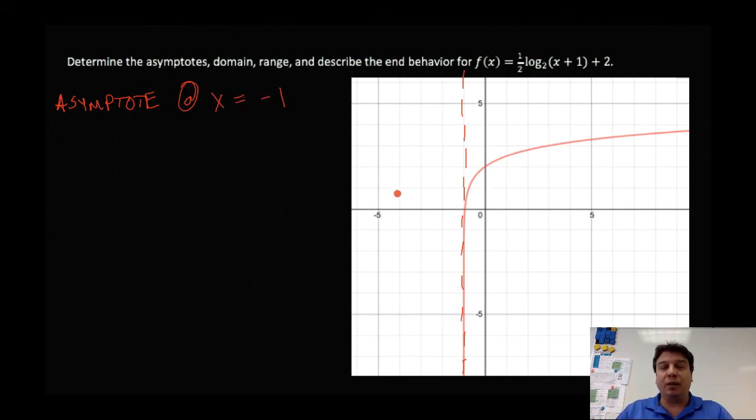My domain, so notice there's nothing over here. So then that means that my domain does not start until I get past this asymptote line. So doing this in interval notation, that means it cannot include -1. So then that means I'm going to have parentheses, -1. And notice it continues in this direction. So it's going to go -1 to infinity.